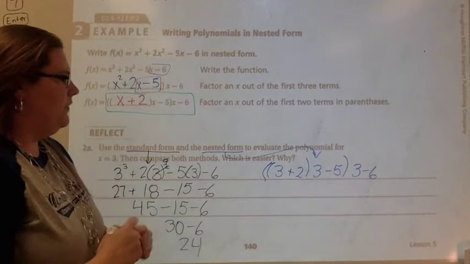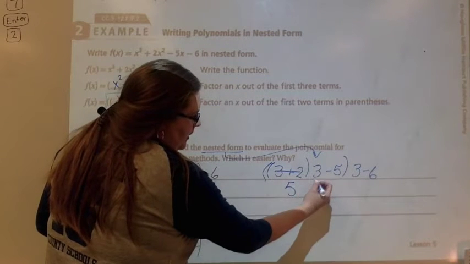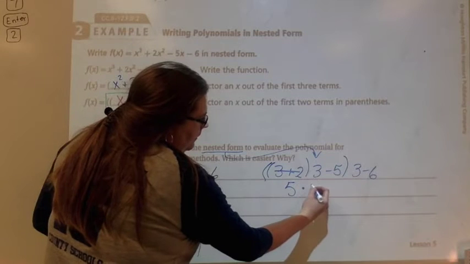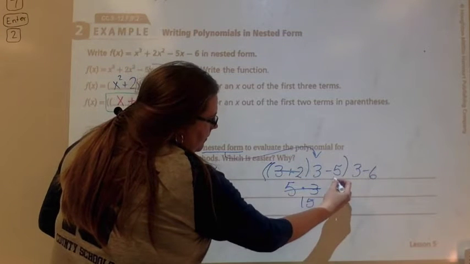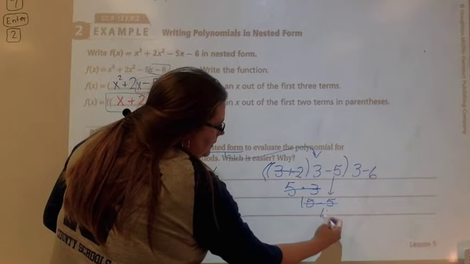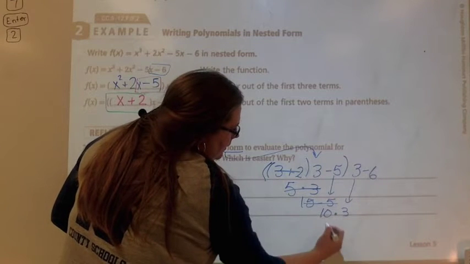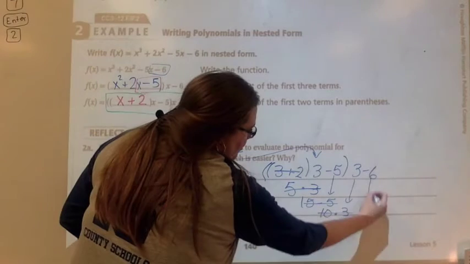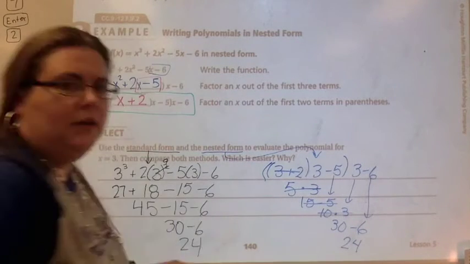And let's look at this one over here. 3 plus 2 in parentheses. We've got 5 now. If I bring down this times 3, then I have 15. If I bring down this minus 5, then I have 10. If I bring down this times 3, then I have 30. And then if I bring down my minus 6, then I've got 24.